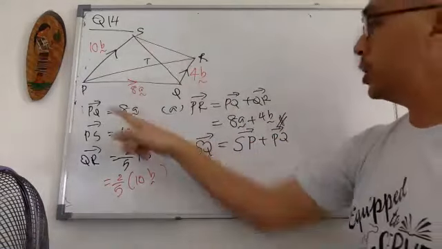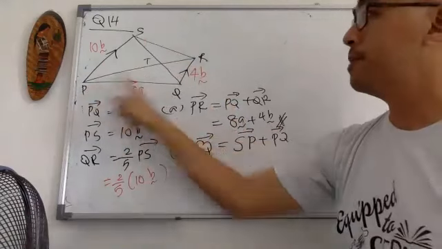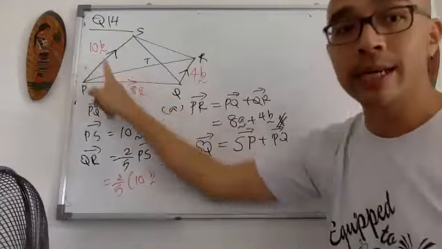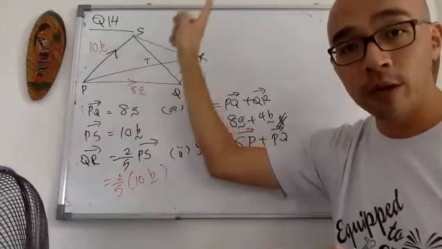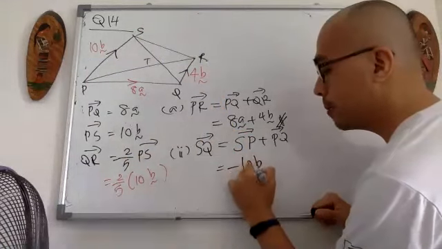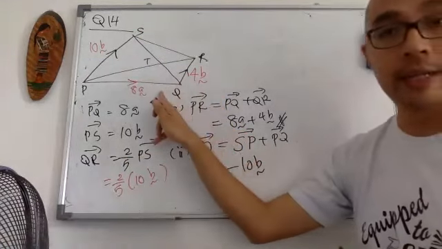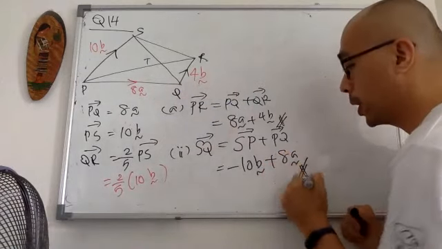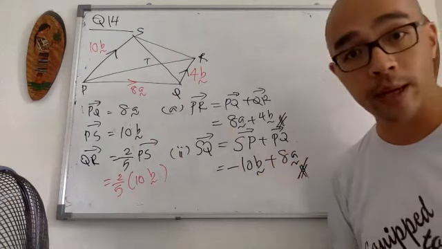SP plus PQ. SP is not 10B because 10B is P to S. If you want to go from S to P, change direction. So it will be negative 10B. PQ is the direction that we want, so plus 8A. And that's the answer for the second one.